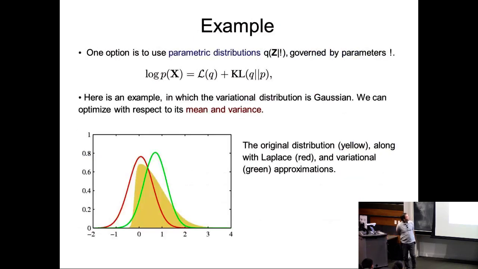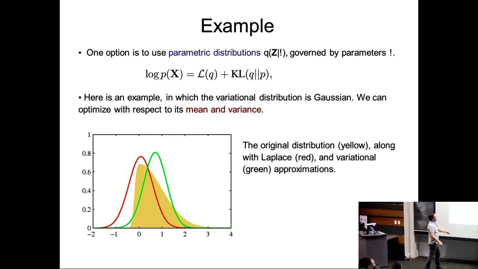Okay, now here's an example of the option to use a parametric distribution. Let's look at the example in which the variational distribution is Gaussian, but we can optimize with respect to the mean and variance. So let's say I'm trying to say my posterior distribution is Gaussian, and I'm going to be optimizing for mean and variance.